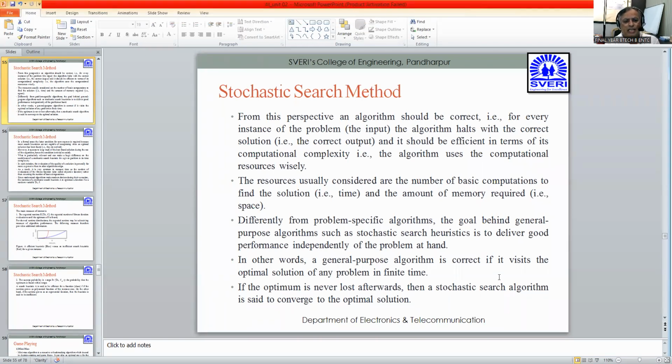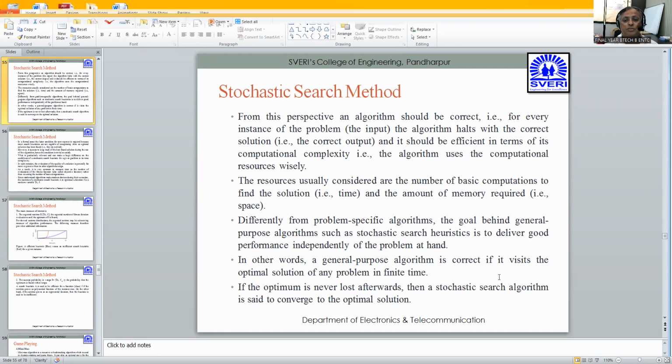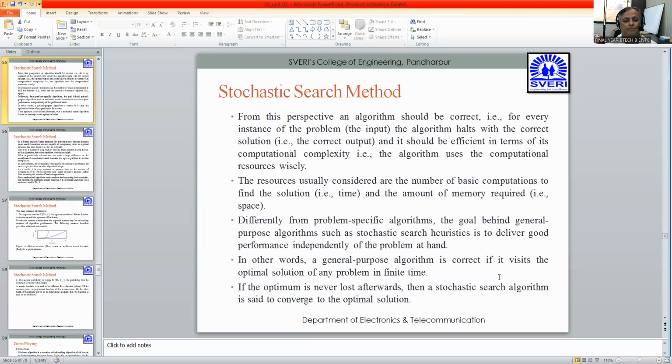Stochastic search does that. If the optimum is never lost afterward, then the stochastic algorithm is said to converge to the optimal solution. Suppose it is giving a very optimal solution in finite time, and this optimum is never lost afterward, then we say that this algorithm converges to the optimal solution.